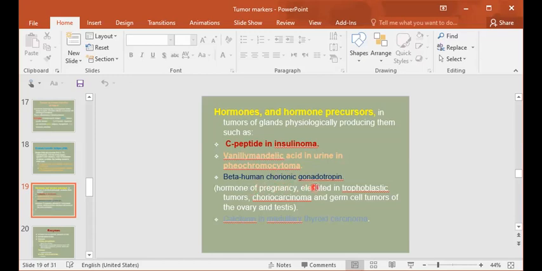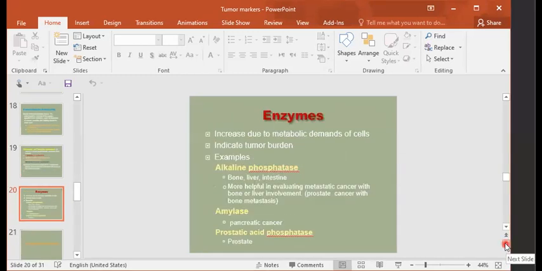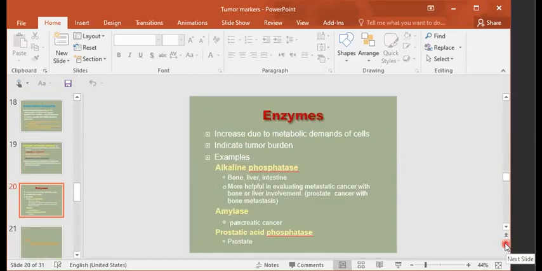Beta human chorionic gonadotrophin is also a hormone elevated in pregnancy, but pregnancy is not a tumor. It's also elevated in some testis and ovarian cancers. So some of them are oncofetal. Some of them are hormones or hormone precursors.